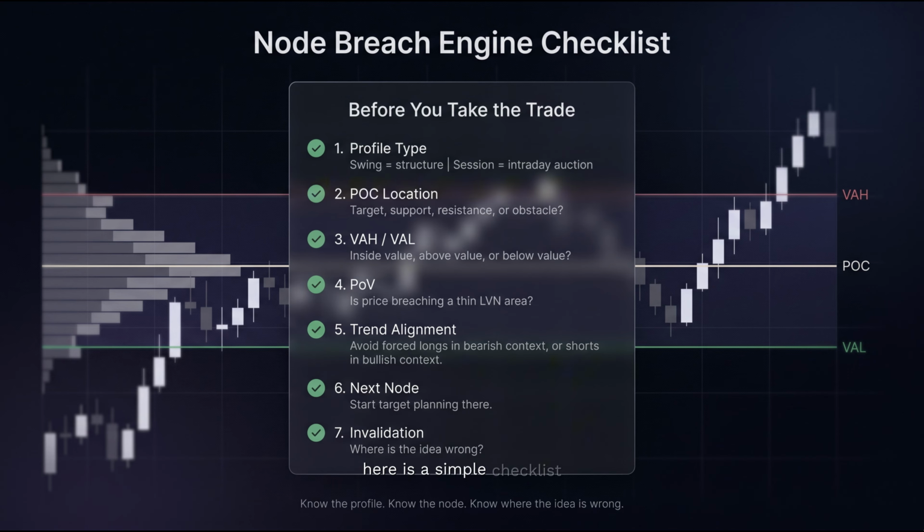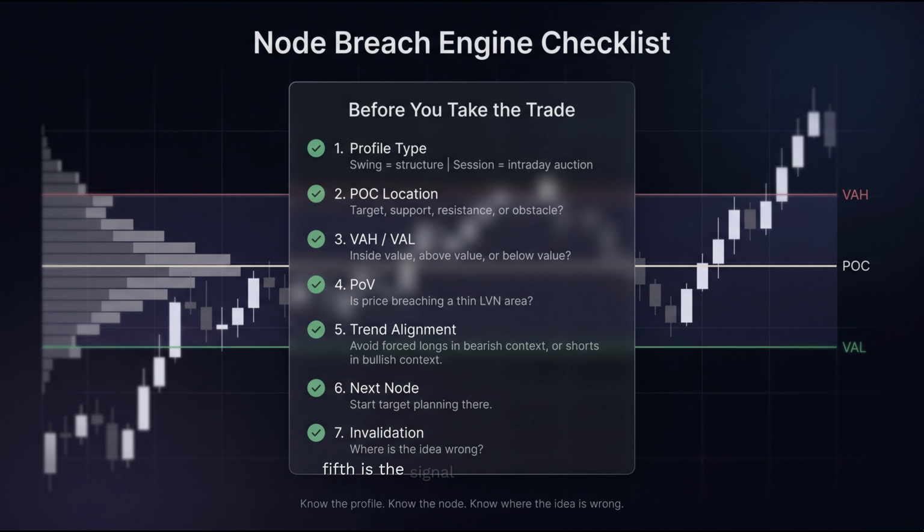Here is a simple checklist you can use when trading with the node breach engine. First, what profile type am I using? Swing for structure, session for intraday auction. Second, where is the POC? Is it acting as a target, support, resistance, or an obstacle? Third, where are VAH and VAL? Is price inside value of the previous profile, above value of the previous profile, or below value of the previous profile? Fourth, where is the POV? Is price breaching a thin, low volume area?